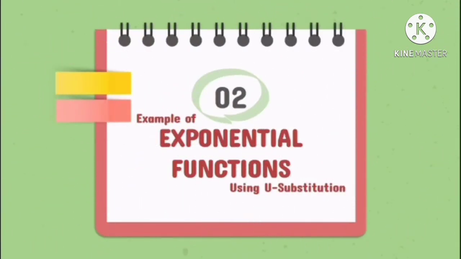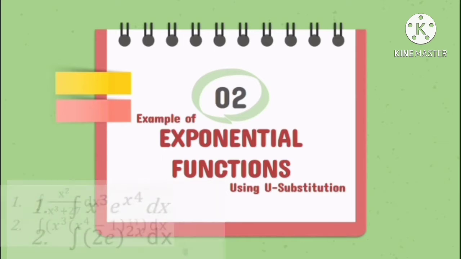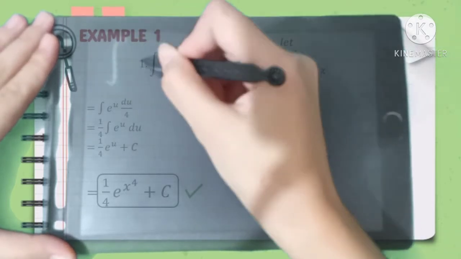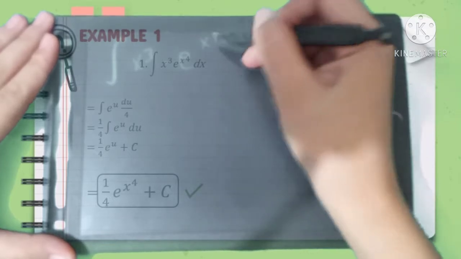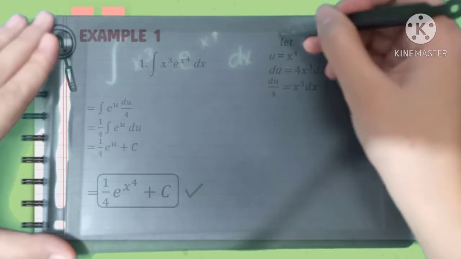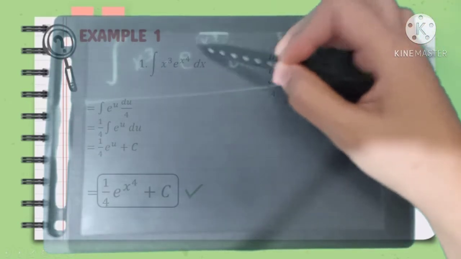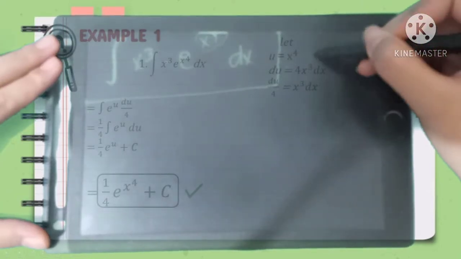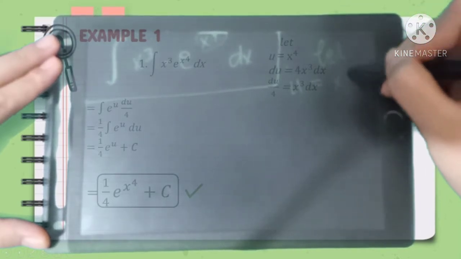Okay, so let's move on to exponential functions. So I have here two examples of exponential functions, and we're gonna use substitution rule para ma-evaluate natin sila. Okay guys, for our first example, we have the integration of x cubed times e raised to x raised to the 4th power dx. So that is our first function. Since this is an exponential function, we have to use the exponent as our u. So ayun, let u is equal to x raised to the 4th power, diba?